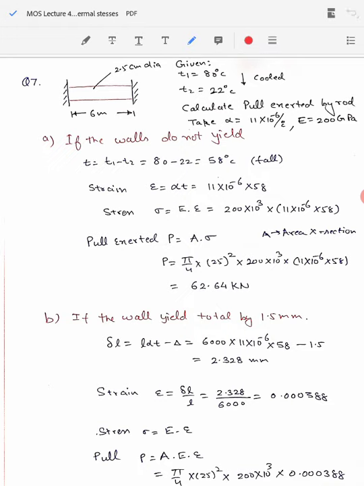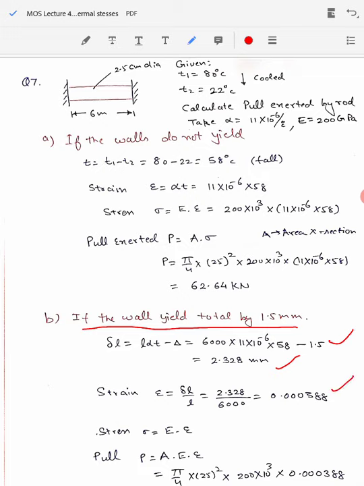In the second case, the wall has yielded by an amount of 1.5 millimeter, so it is not perfectly rigid. There is a movement of the wall allowed by the amount 1.5 millimeter. So the actual deformation that has taken place in the bar gets reduced by 1.5 millimeter. So we have L alpha T minus delta, which is calculated as 2.328 millimeter.